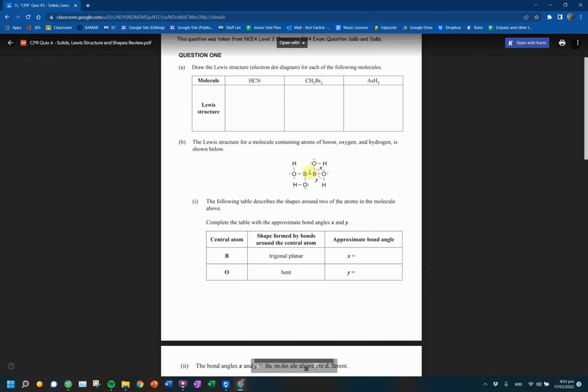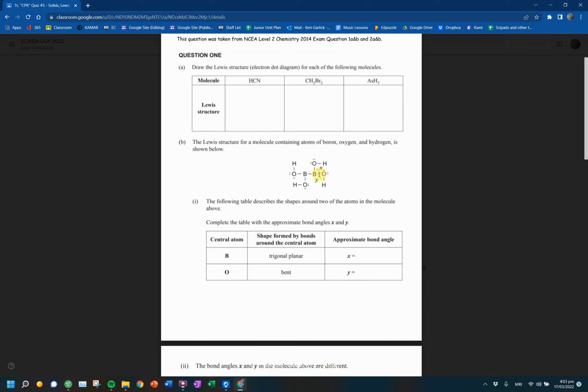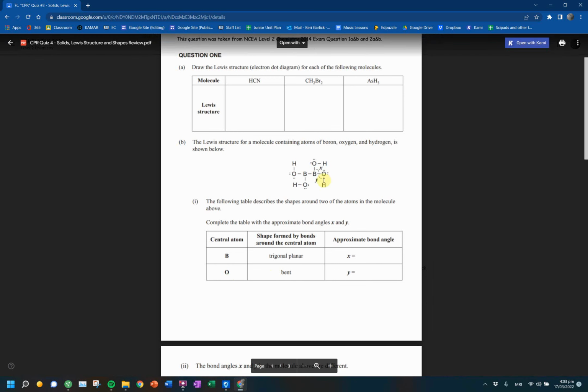In this case, we have 3 regions of electron density. So that means it's going to have a bond angle of 120. If you know your trigonal planar shape, you would also know that that's a bond angle of 120. For your second one, you have oxygen. They told you it was bent.